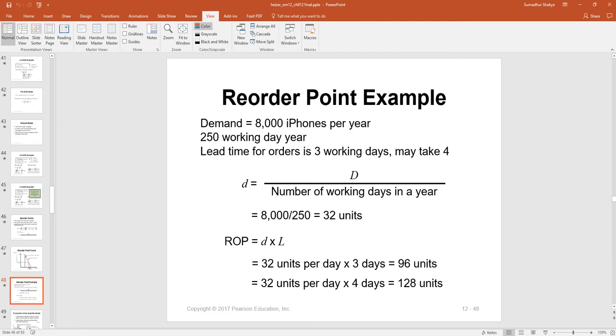Lead time or the depletion rate would become the rate of consumption in a shorter amount of time. So if somebody is working 300 days in a year, you would divide the annual demand by 300. Also you have to take into account that the reordering point is the depletion rate for the shorter duration times the number of days it takes for the order to show up.